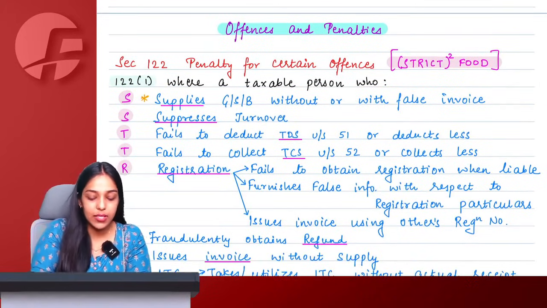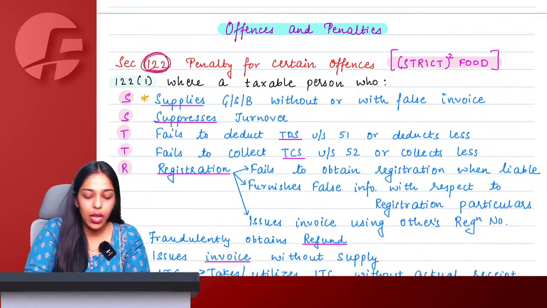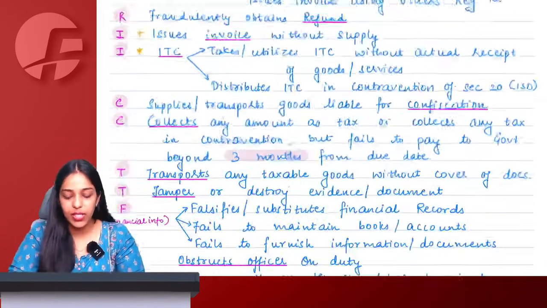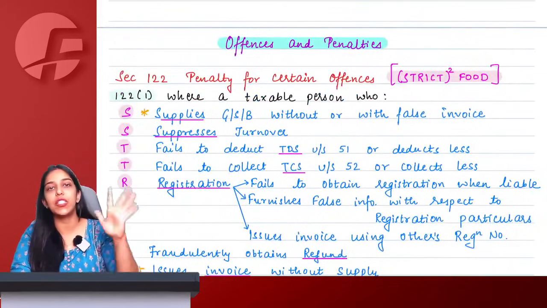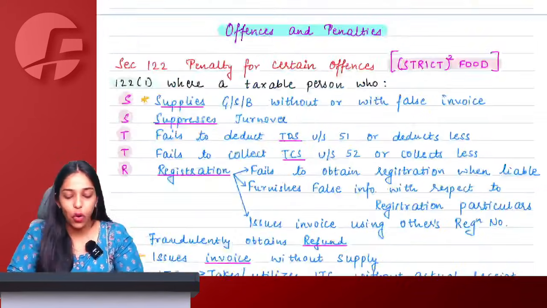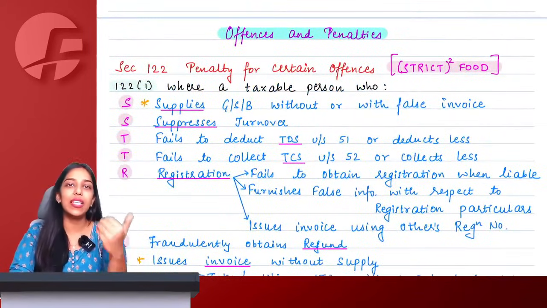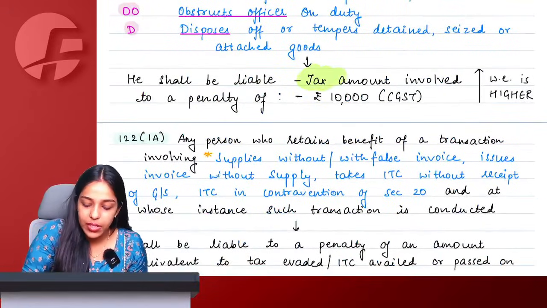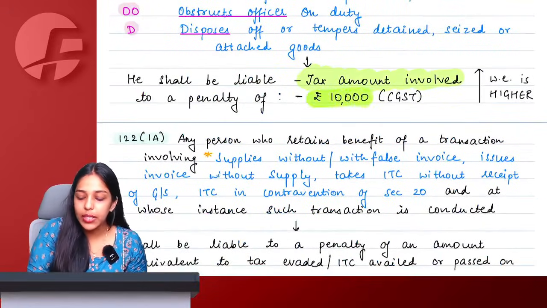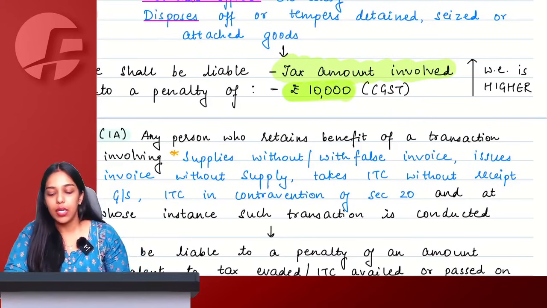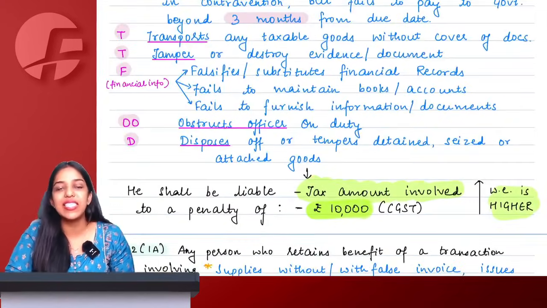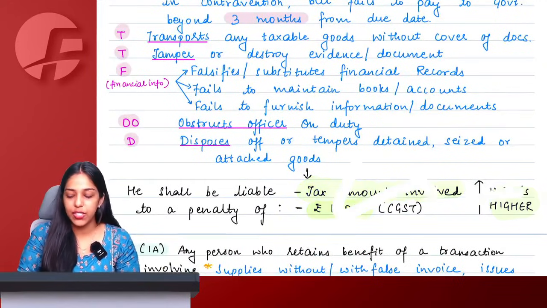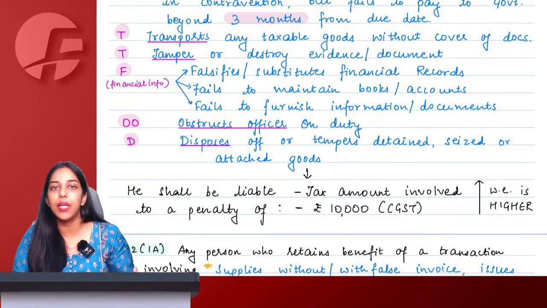Offences and penalties, starting from section 122, penalty for certain offences. This is a very simple section saying that for all of these offences, there is a big list, and if you commit any of these offences, the penalty is the same. The penalty is simply the amount of tax involved or 10,000, whichever is higher. Remember, whatever we study is under CGST Act, which means this same penalty will also be levied under SGST Act, hence the total penalty will become double.